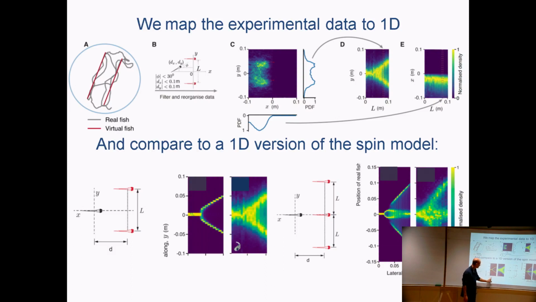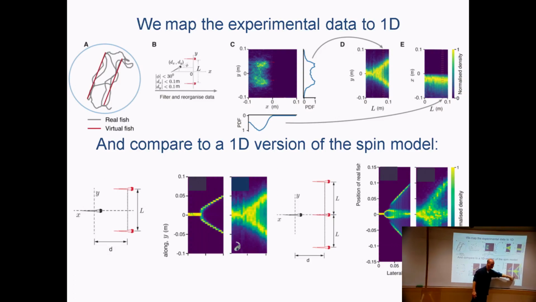So what we change here on the x-axis is the distance between these two, and as the distance is small, the real fish is in the middle between them as a compromise. But at some point, when they move too much apart, it cannot follow both. It needs to follow either one of them, and that's what happens here. And in the case of three virtual fish, you see more complicated bifurcations. That's the model, and this is the experiment.